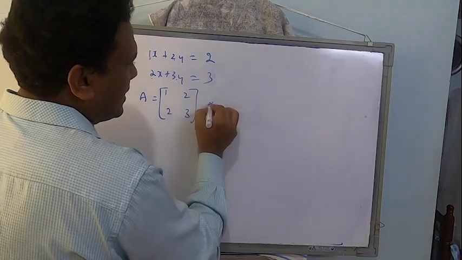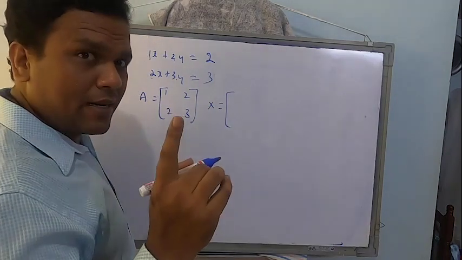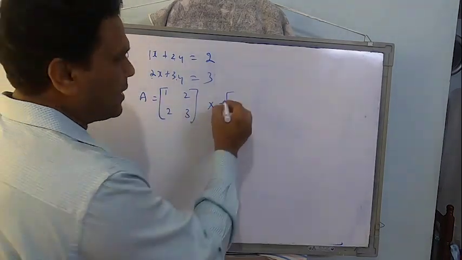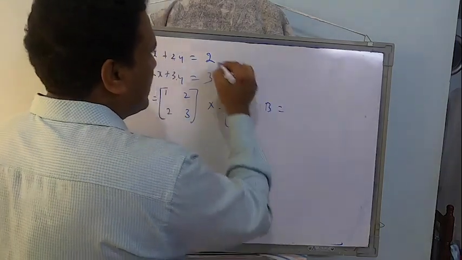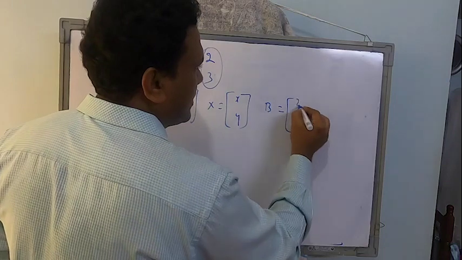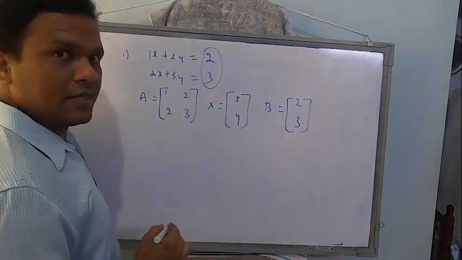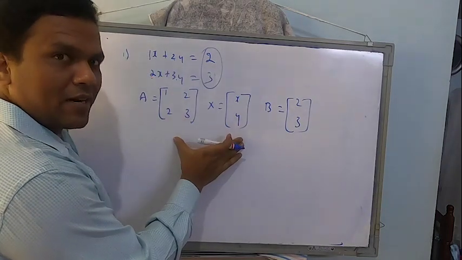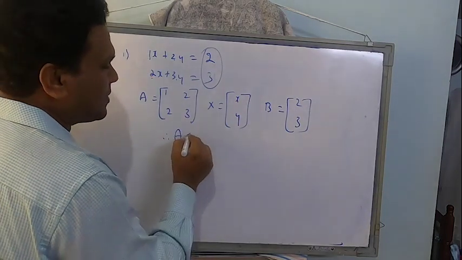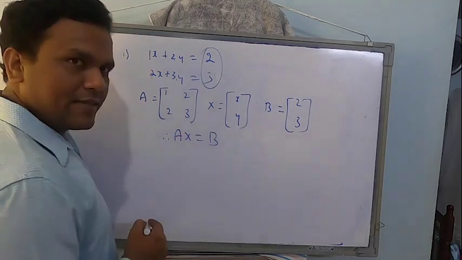Then X is a column matrix of the unknowns. Unknowns are x and y. It should be taken column-wise. And B, the constants on the right side, also should be a column matrix. So the system of equations which has been given will be reduced to three matrices. Therefore, the system can be written as A multiplied by X equal to B.